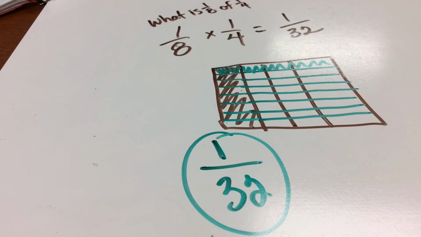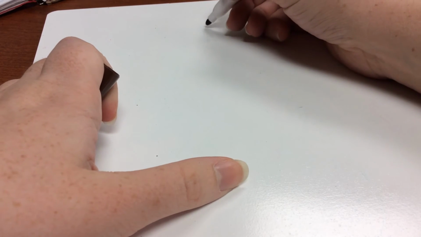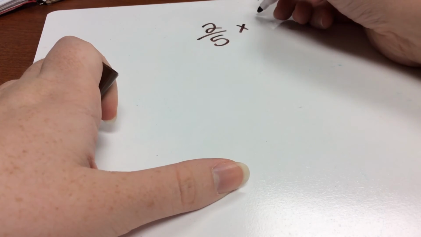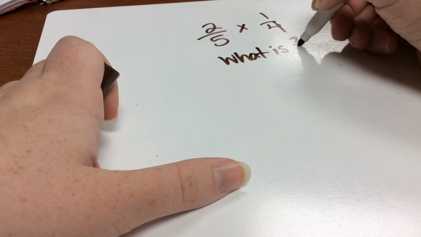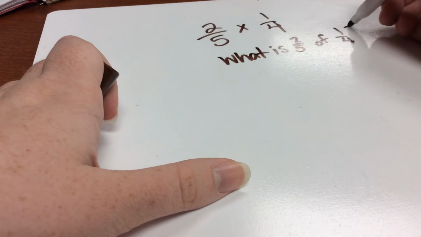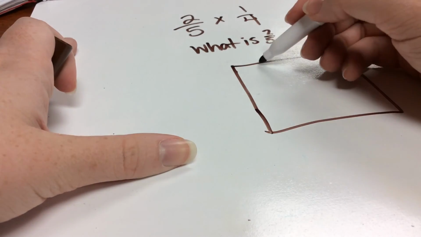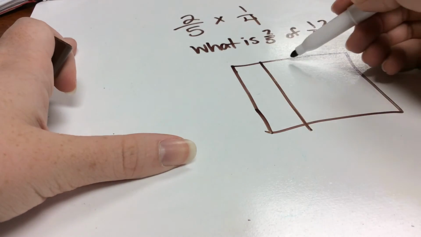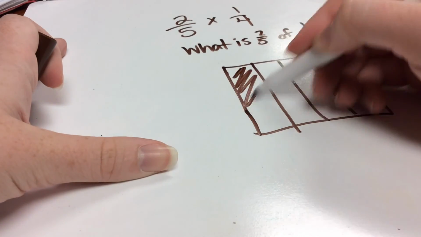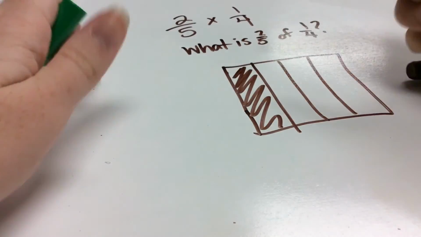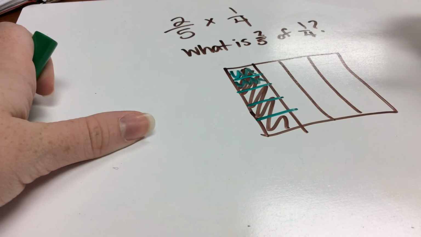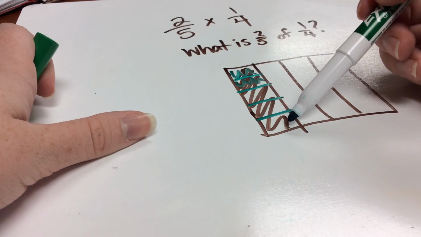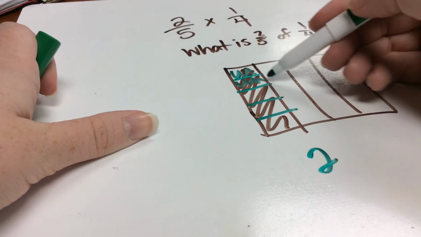Okay, we're going to do one more and then we'll be done with this. Let's say I have 2/5 times 1/4. This is saying what is 2/5 of 1/4. So here's my box. So what is 2/5 of a 4th? If I draw my box, here's my 4th, and I want to know what 2/5 of that would be. If I divide this into fifths, 2/5 of a 4th would be 2 out of the 5. So that 2 that's double shaded is going to be my numerator.